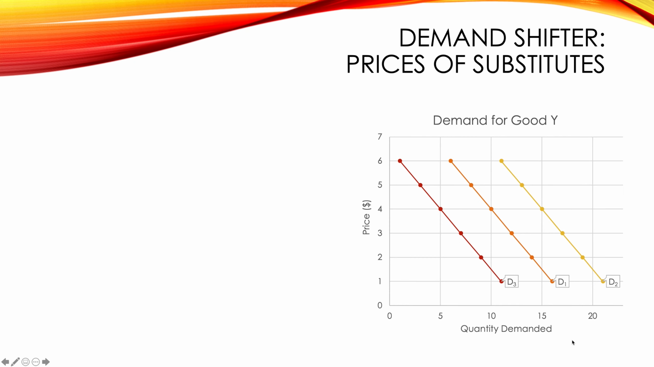So this demand shifter is about substitute goods. This is about the prices of substitutes. You'll sometimes hear it described as prices of related goods. Substitutes are goods that are interchangeable for each other. Instead of buying X, you buy Y. So the question being asked here is, how much do substitutes for a certain good cost? And the best way to explain this is just to look at an example.